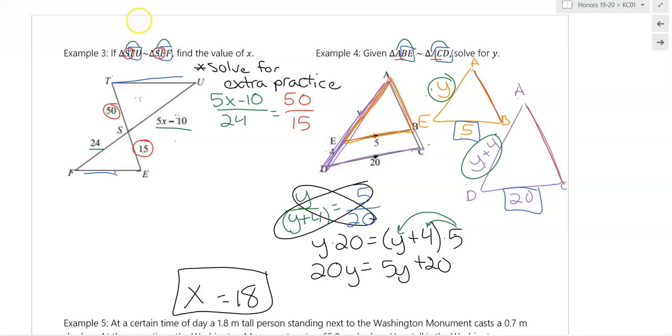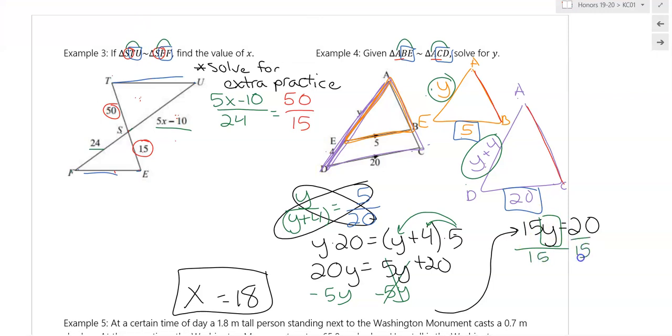So I have a variable in 2 places, so I need to get rid of one of them. So I'm going to subtract 5y from both sides. That gets rid of that completely. 20 minus 5 is 15y equals, I just have 20 left. Now, my y is here, so that means I have to get rid of that 15. Those cancel, and I'm left with y equals 4/3.